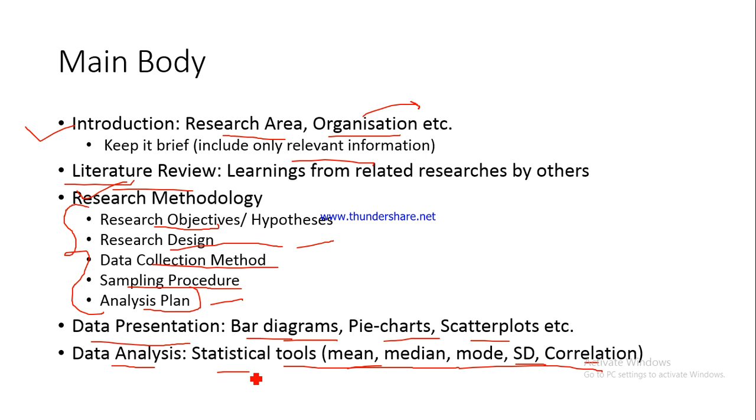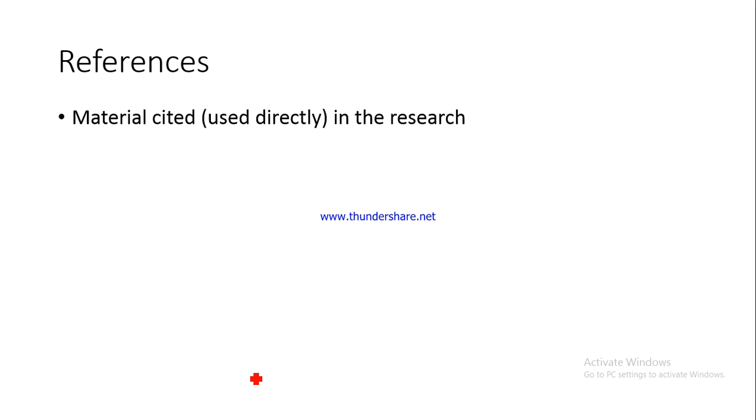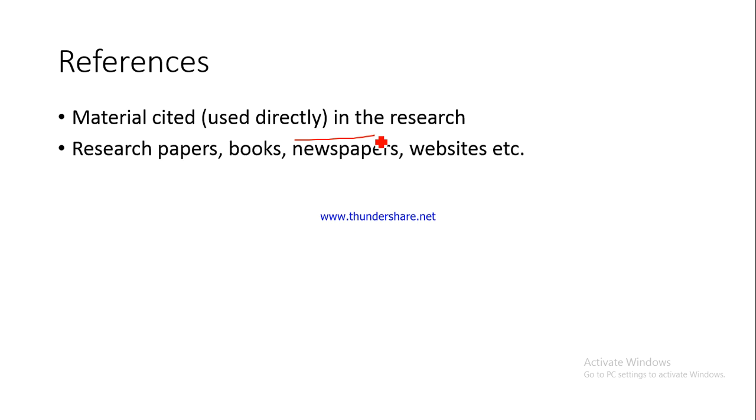Once you are through with this main body, then what will we do? We'll move over to the concluding section, which will have references. Now in this concluding section, we have to talk about references. Now what do we mean by references? Materials that you have used in the research. So that is what basically is reference. So have a look at this. What kind of material are we talking about? We are talking about research papers, books, newspapers and websites, etc.